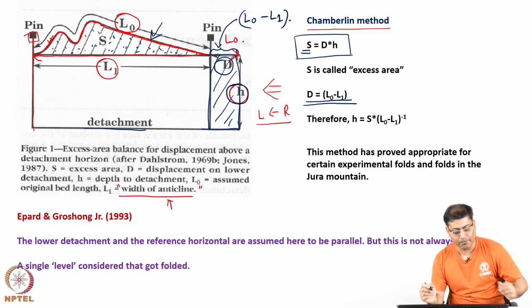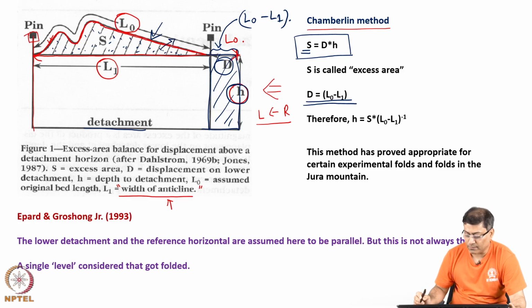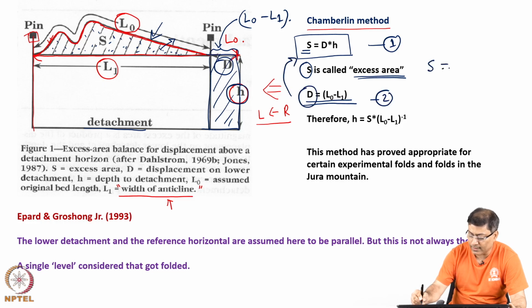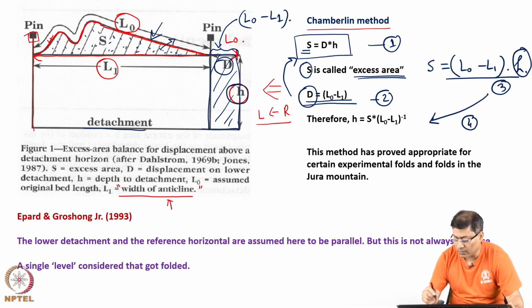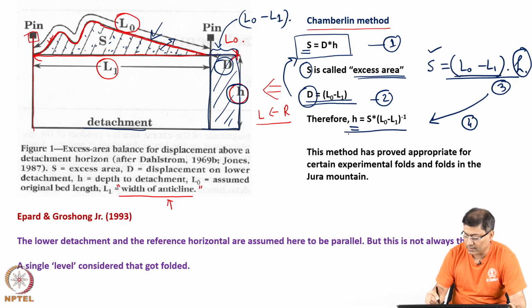This is true when no material gets added up during this deformation process, nor any material flows out during the deformation. Capital S henceforth we call the excess area. Now, from equation 1 and equation 2, we can put this D value in equation 1, leading to equation 3. S is equal to L0 minus L1 multiplied by H. From equation 3, we can write equation 4: small h is equal to S divided by L0 minus L1. That is what is stated.